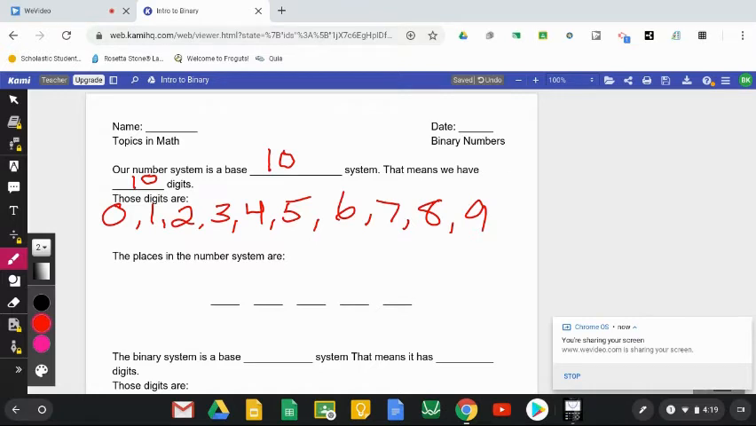The places in these systems are 10 to the 0, 10 to the first, 10 to the second, 10 to the third, and 10 to the fourth. So 10 to the 0 just means that that's the first spot. There's no zeros behind it. 10 to the first means, okay, this is our next spot, so we go up in line.